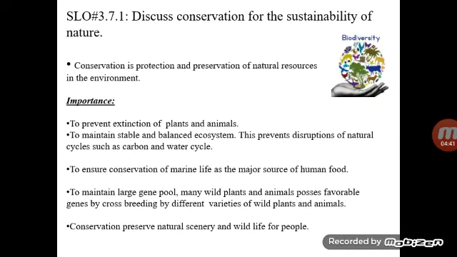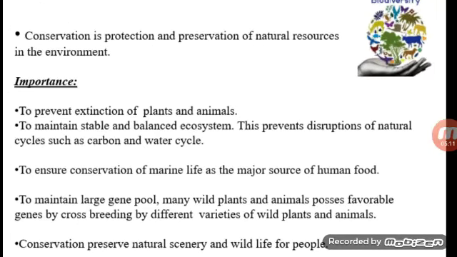Now, SLO number 3.7.1: discuss the conservation for the sustainability of nature. What do you mean by conservation? Conservation means protection. Conservation means to protect, to save the organisms, the species, and natural resources in the environment.